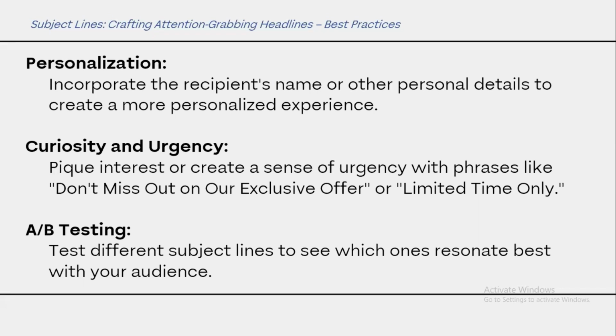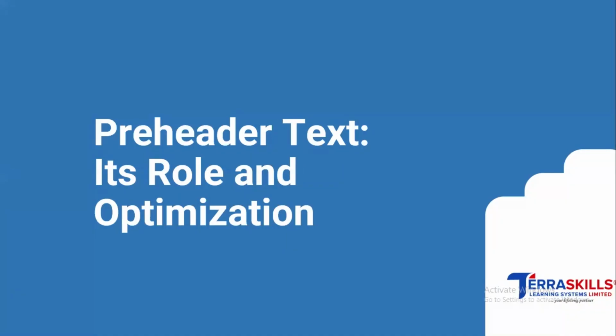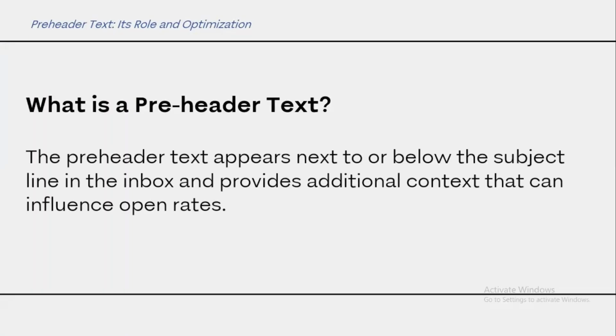The next will be the pre-header text, okay? So what is the pre-header text? The pre-header text appears next to or below the subject line in the inbox. It provides additional context that can influence open rates, right? It gives additional context to the subject line and title of your mail.